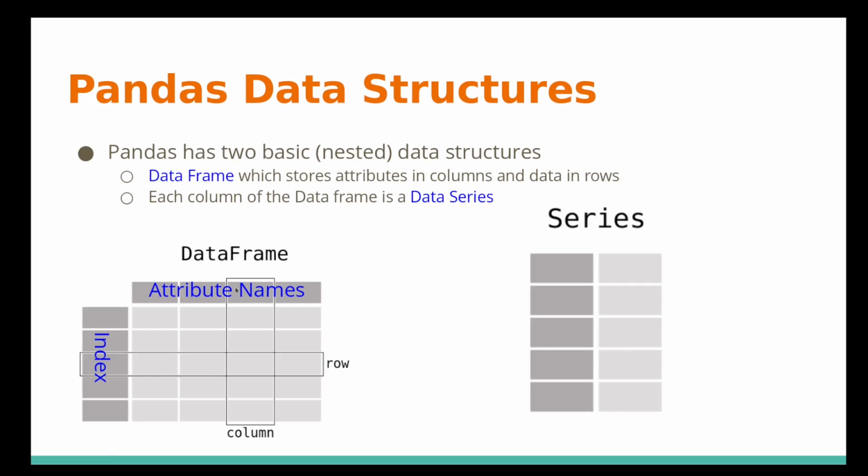If I take one specific column of the data, then I have the row index and the values of a particular column, and that is called a data series. So a data frame can be viewed as a set of data series, each containing one unique attribute.